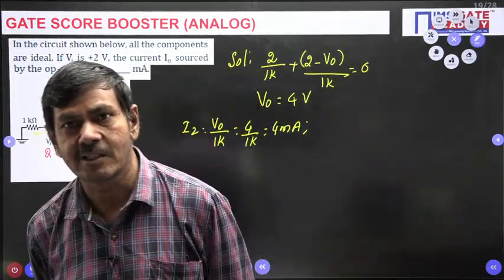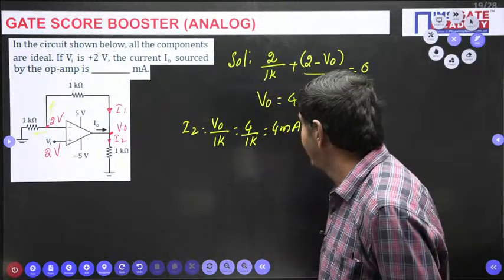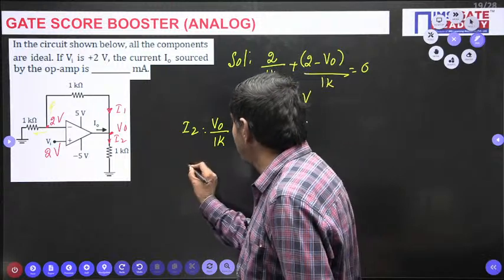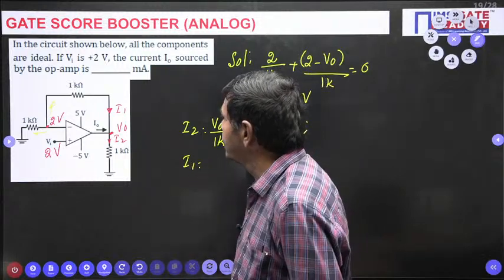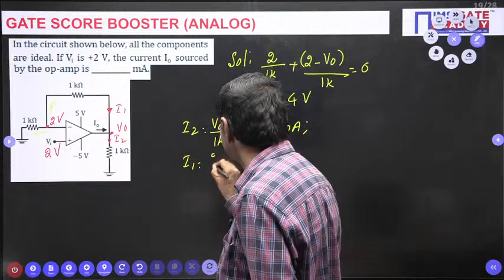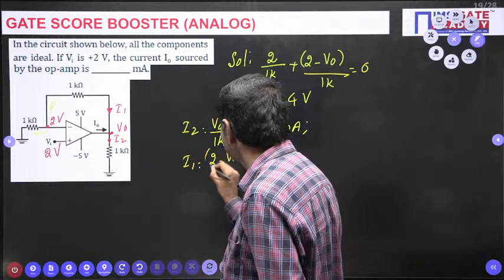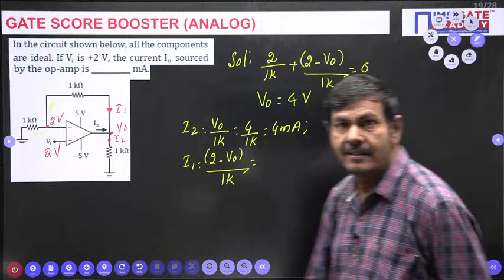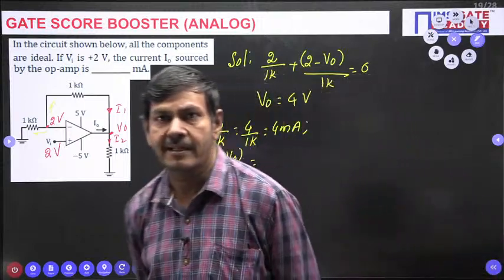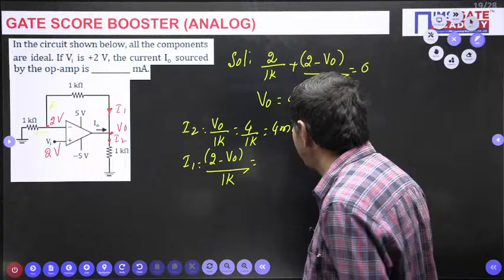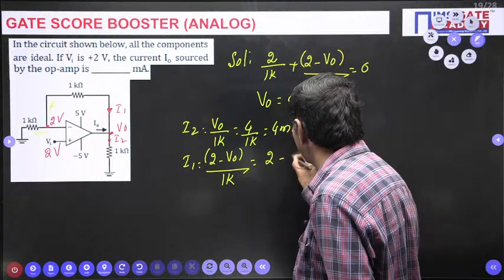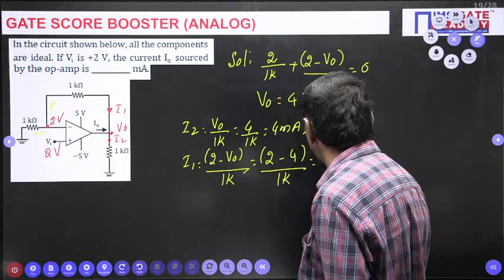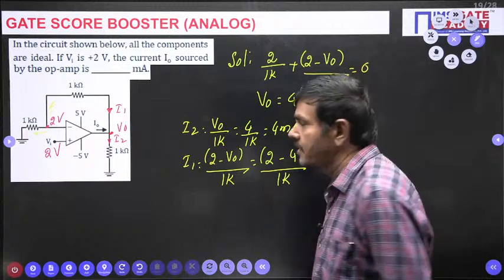Very good. We are getting the I2 value as 4 milliamperes. And what about the I1 value? I1 is nothing but 2 minus V0 divided by 1K. V0 is 4, so 2 minus 4 divided by 1K becomes minus 2 milliamperes.